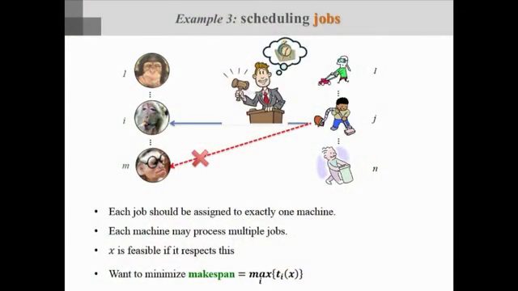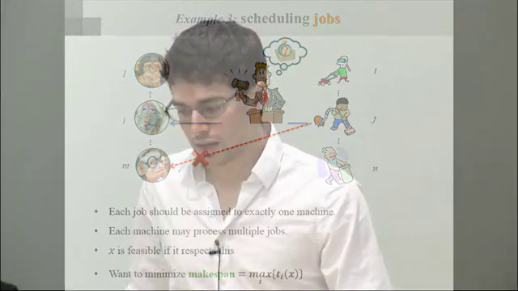As a last example, maybe you have to schedule jobs. And in this case, each job should be assigned to exactly one machine, but the same machine can process multiple jobs. You would say that an allocation, or I'll call it a schedule, is feasible if it respects this. And in this case, you want to minimize the Makespan, which is the processing time of the slowest machine, so the last machine to finish all the jobs it's processing. And so again, in notation, you'd be trying to minimize the maximum over all machines of their processing time.